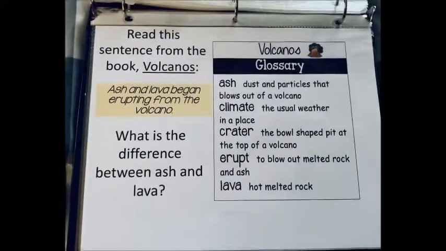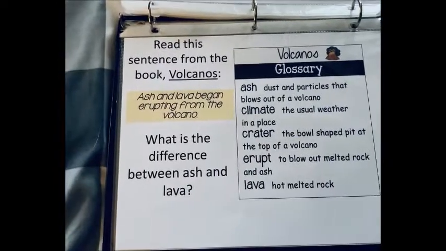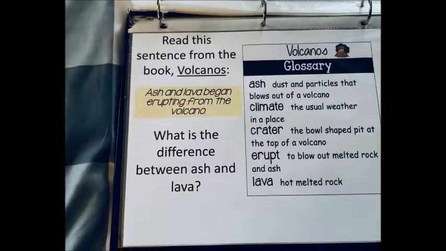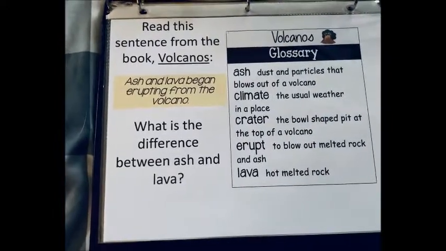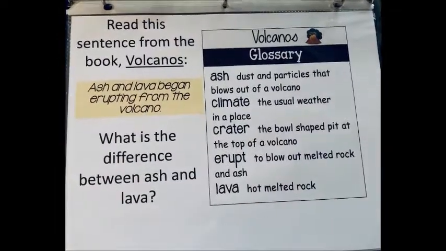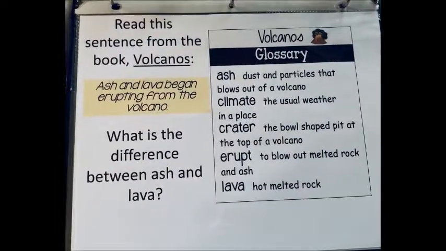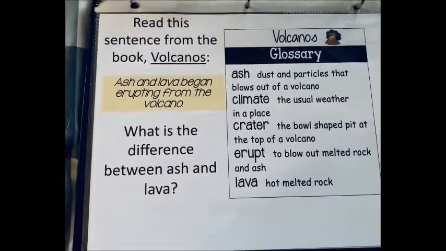So we're going to read this sentence from a book called Volcanoes. Ash and lava began erupting from the volcano. What is the difference between ash and lava? If you didn't know, you could go back to your glossary and look up both words, ash and lava. Ash is dust and particles that blow from a volcano, and lava is hot melted rock. So we can find the answer directly in our glossary.